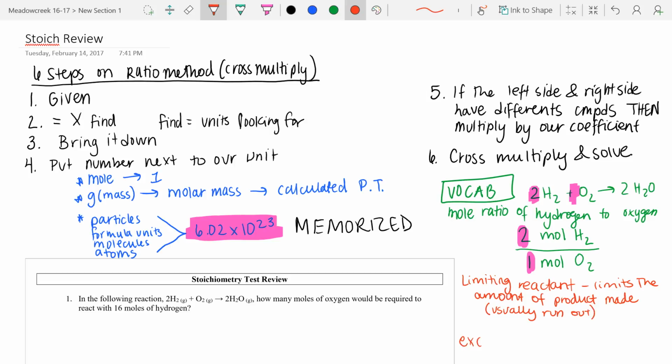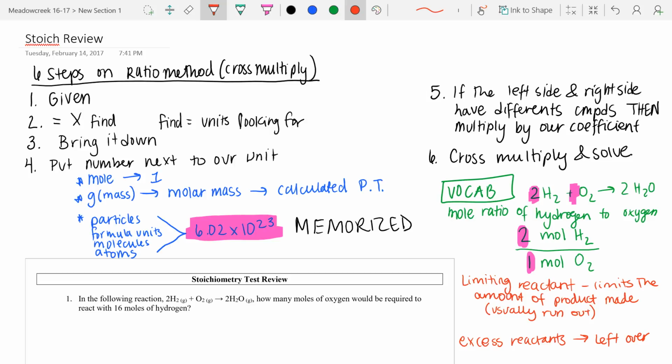Okay? Our excess reactants are left over. These are the things, these are the ingredients, our reactants that we had more than enough. Okay, so we have plenty.